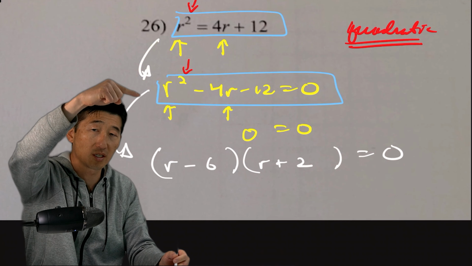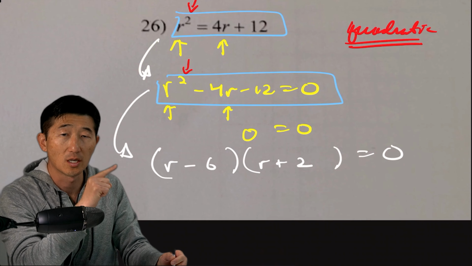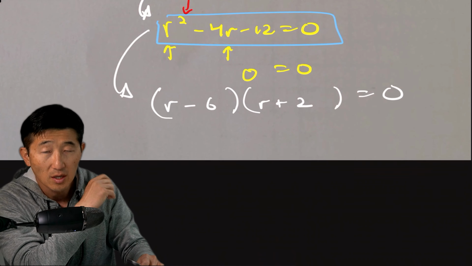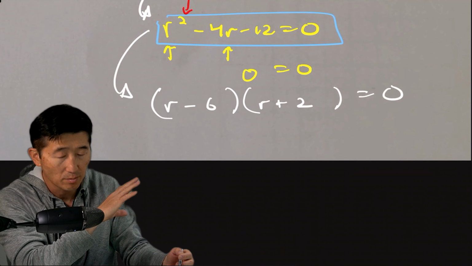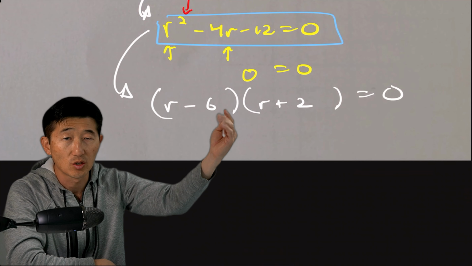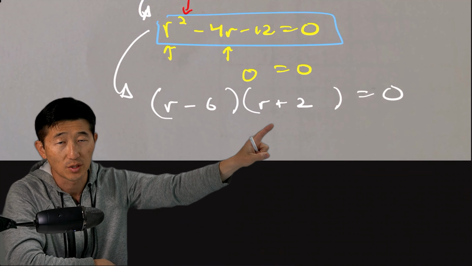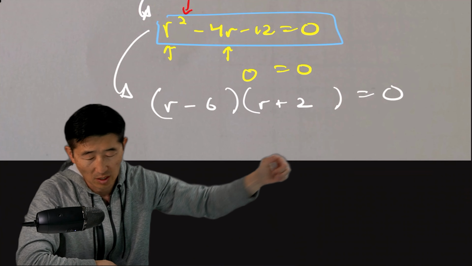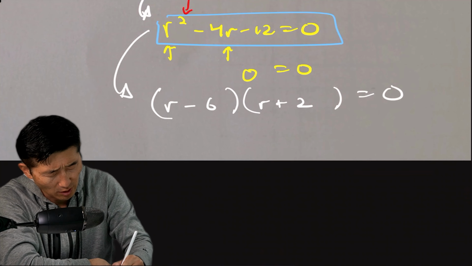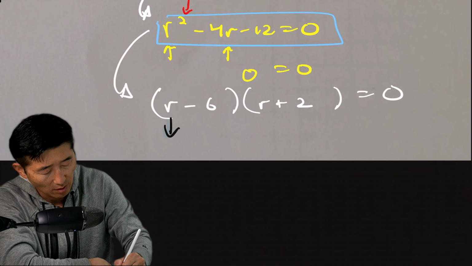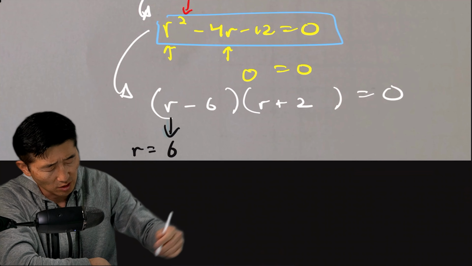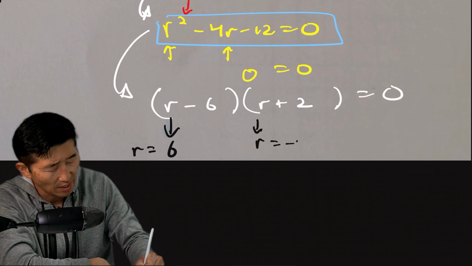This becomes this, and that is reformatted to become this situation where you have two parentheses being multiplied to each other. We're going to use a zero product property, meaning we want to turn the first parenthesis into a 0, so that 0 times another parenthesis will obviously equal what? 0. Well, for the first parenthesis to turn to 0, R has to become positive what? Positive 6, okay? And for the second parenthesis to turn to 0, R has to equal negative 2.